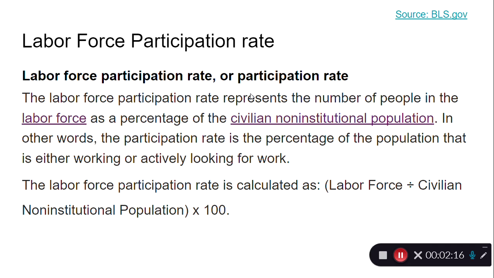The labor force participation rate is the chunk of that civilian non-institutional population that is part of the labor force. And it's nowhere near 100%, never has been, never will be. You can go to the St. Louis FRED to look up numbers. I'll show you a graph in a minute. So this rate is the size of the labor force divided by the civilian non-institutional population times 100.